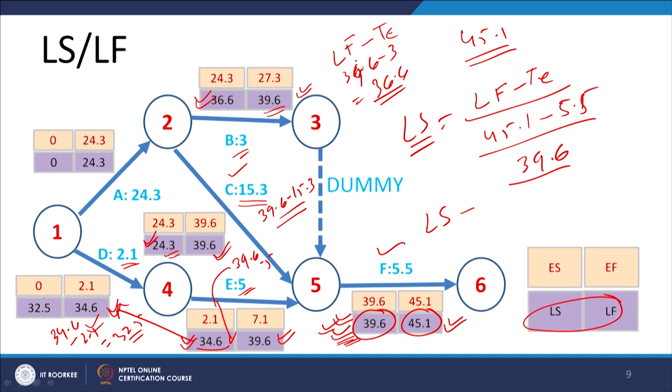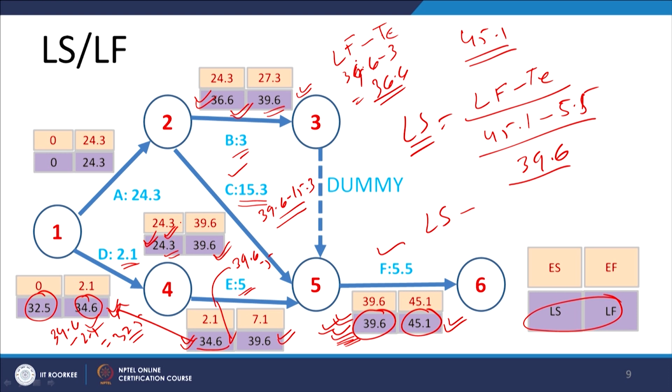So, this will give us the latest start time, and this is the latest finish time. That is how we are able to complete the latest start and the latest finish time values. And here one more thing, for activity A, the latest start and latest finish time: this is the time when activity B is to be started, 36.6, and the time by which activity C is to be started is 24.3. That is the latest start time.